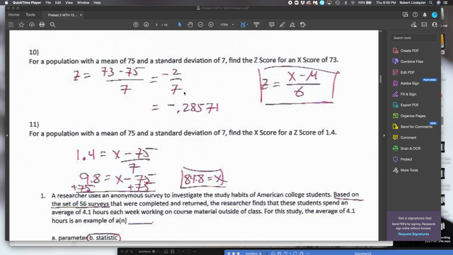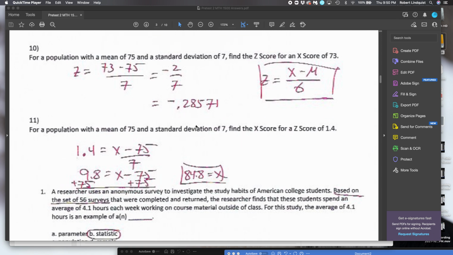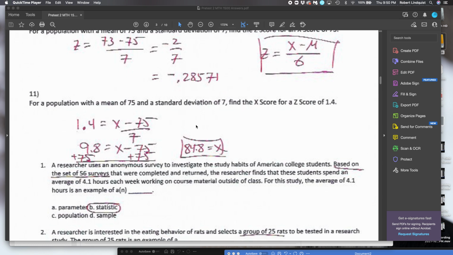I get negative 2/7. If they want a decimal, negative 0.28571. And there may be more decimal places, but it'll match your calculator. Or they may have you round off to the nearest hundredth, like negative 0.29. Whatever they do, it'll match the choices.